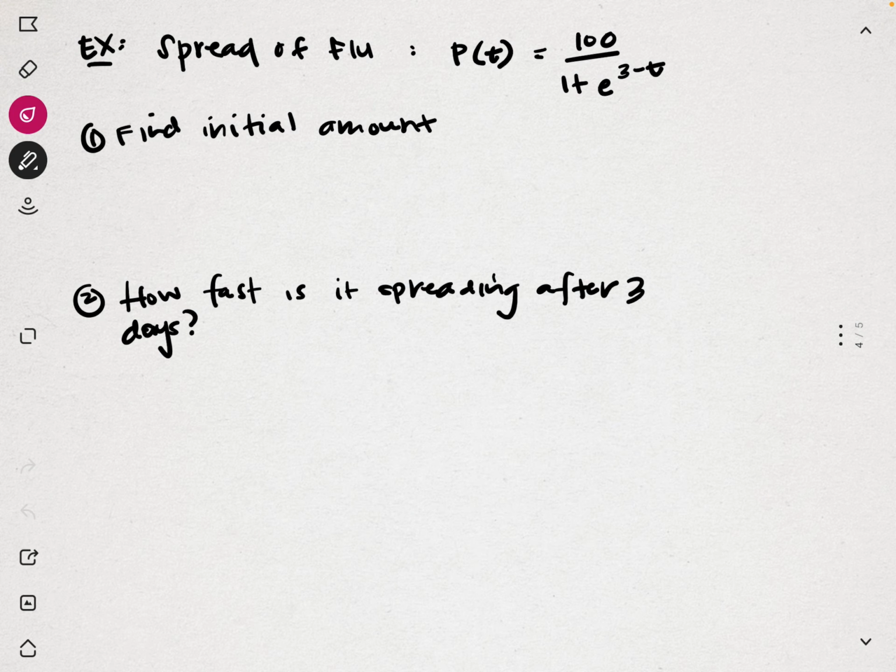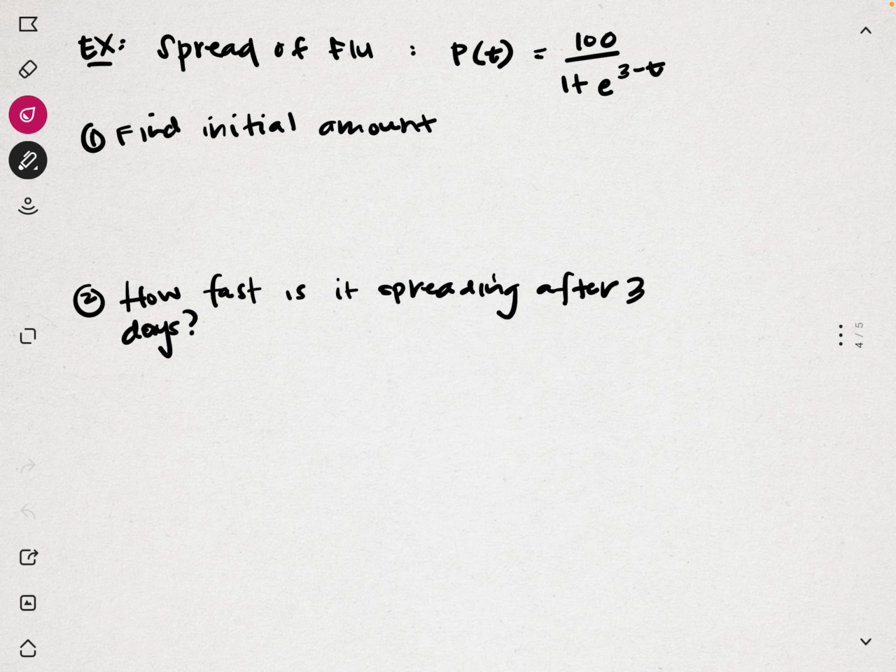Okay, so the last one, I think this is very appropriate and relevant to our time now. This could be the spread of flu, it could be the spread of COVID, it could be the spread of any disease. So let's see how we can use calculus to figure out different information from our model. Our model says that for the spread of flu, P of t is equal to 100 over 1 plus e to the 3 minus t.